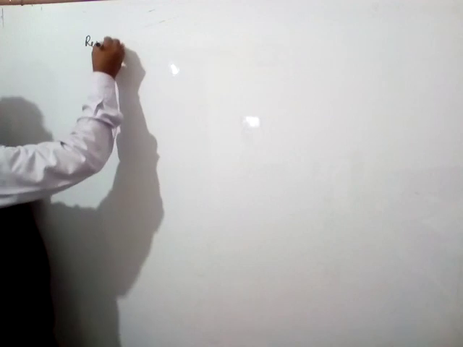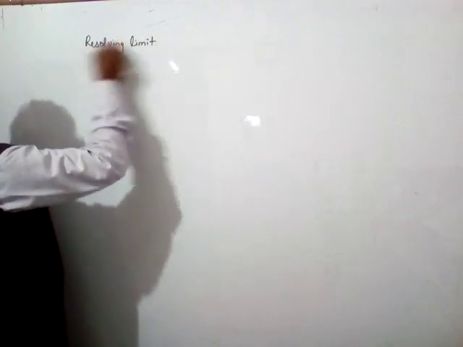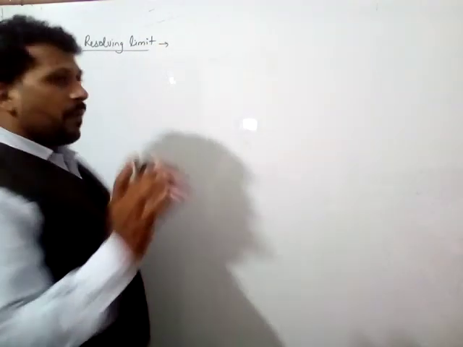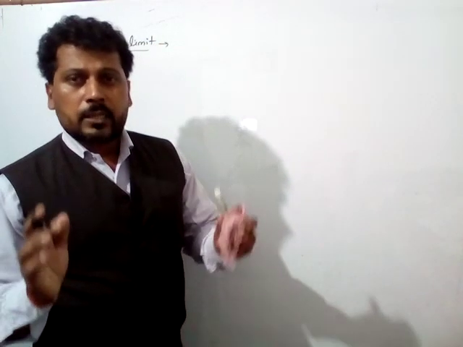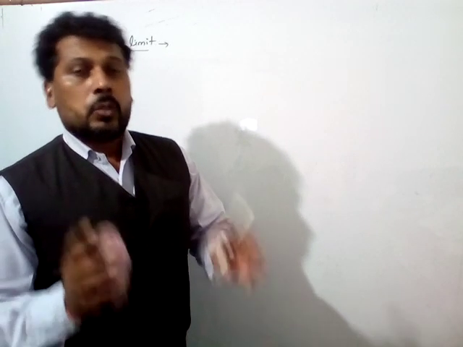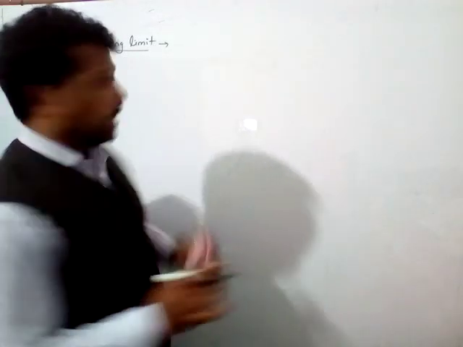We are going to discuss the resolving limit and resolving power of an optical instrument. So, resolving limit: it is the power of an optical instrument by which we can differentiate two objects individually. This is known as resolving limit.